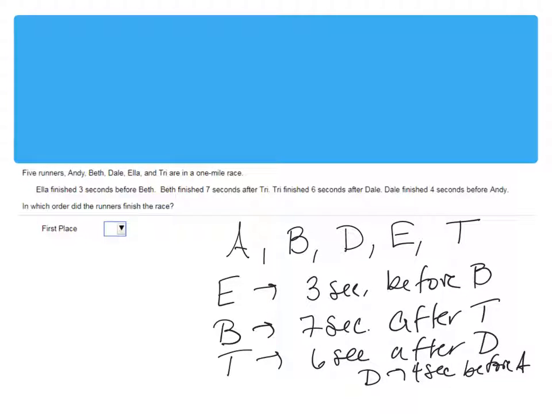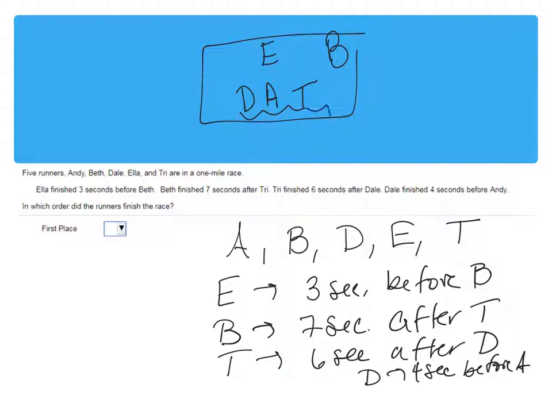We know that the E has to be before the B. We know that the B has to come after the T. We know the T has to come after the D. And we know that the D has to happen before the A. You really have to pay attention to the times though, because this here doesn't really tell me what happens in the middle. So let's put these guys on a timeline.